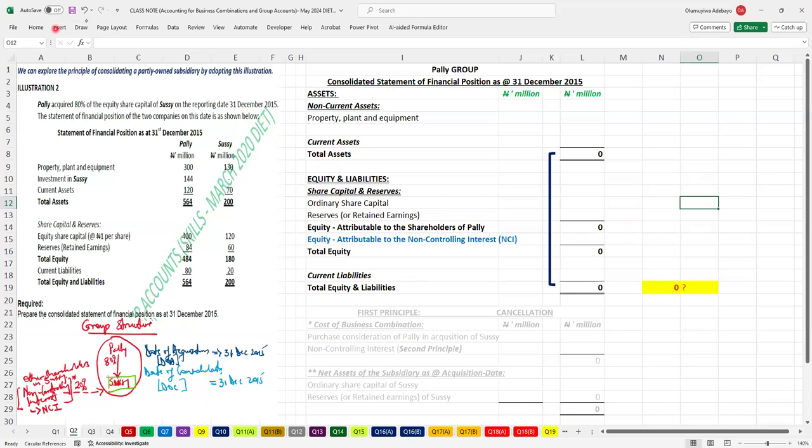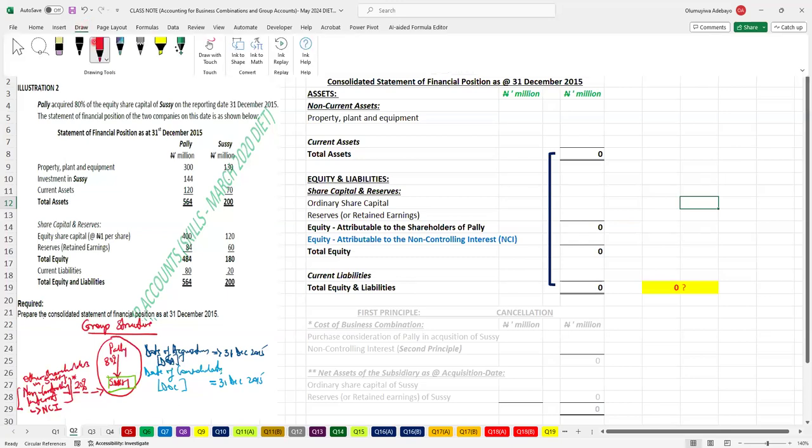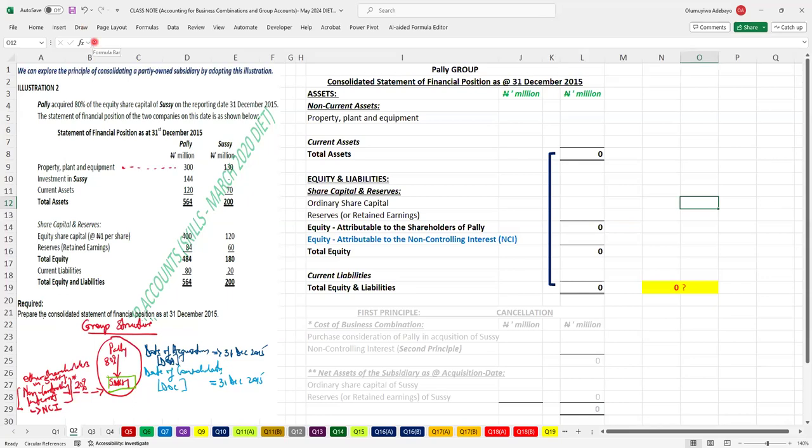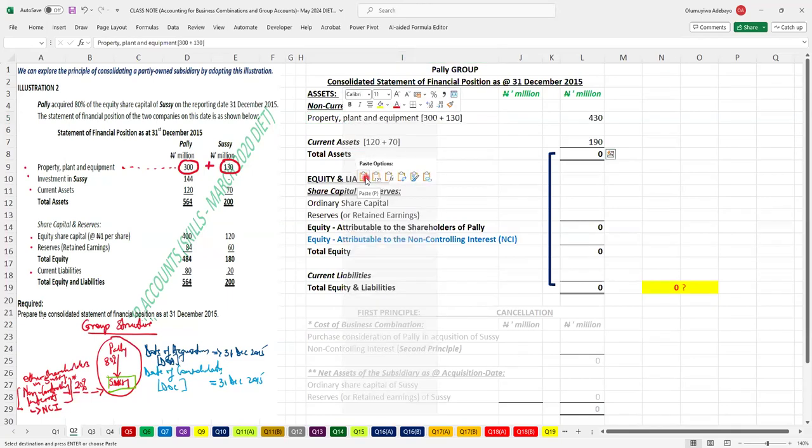If you recall, consolidation entails that we take line by line, this 300 and 130, and we combine them together. And we do that across the board, like we have done before, subject to our understanding of principle one, or the first principle, which we are going to replicate here. Now, in this case, I will add for PPE 300 and 130, and I'll also add for current assets, which is 120 and 70, and the two gave me 620. 300 and 130, 120 and 70 gave me 620.